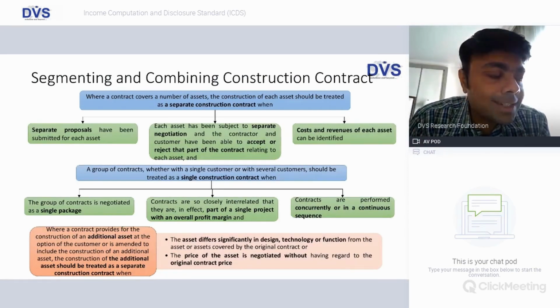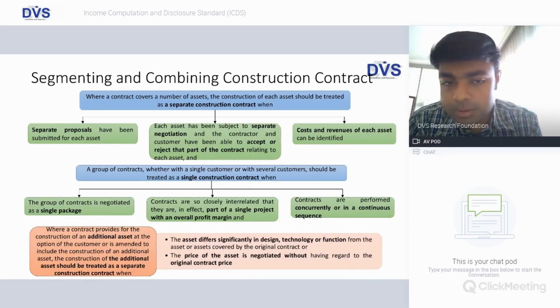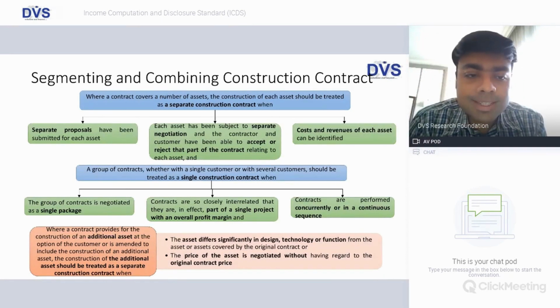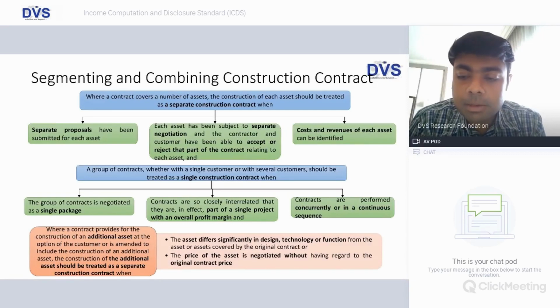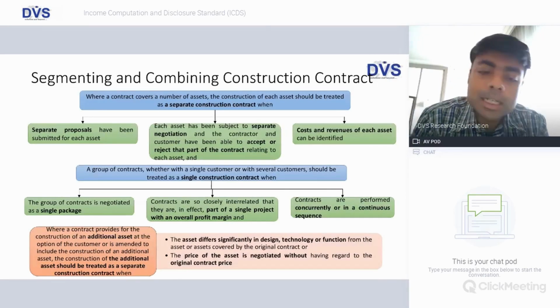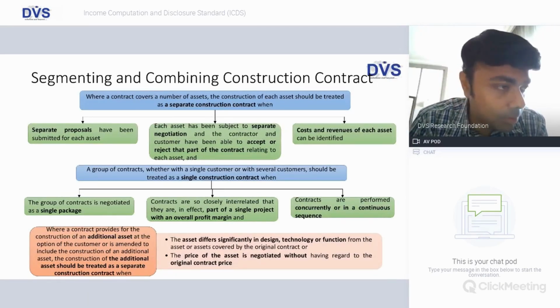When would you look at segmenting or combining construction contracts? So a single construction contract can be deemed as multiple contracts, and multiple contracts can be deemed as a single contract. Let us look at how.